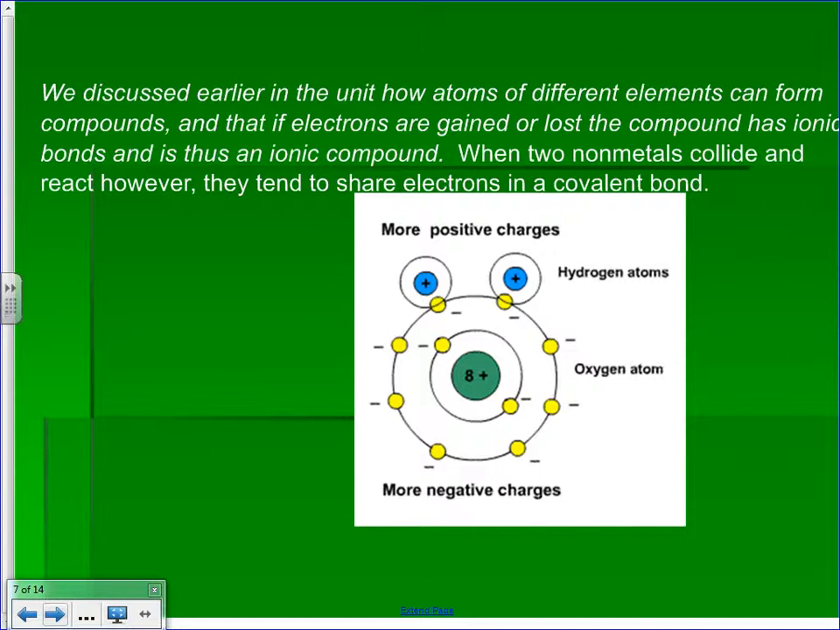Just like the Earth is polar, it has a north and a south. Does everyone understand what the term polar is kind of meaning there? So in a polar molecule, the electrons are shared, but they're not shared equally.